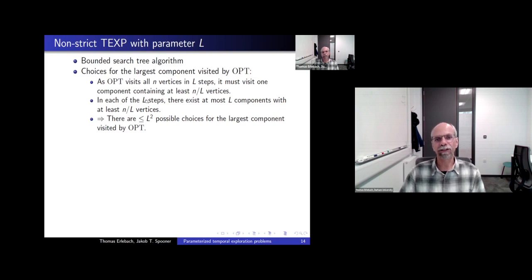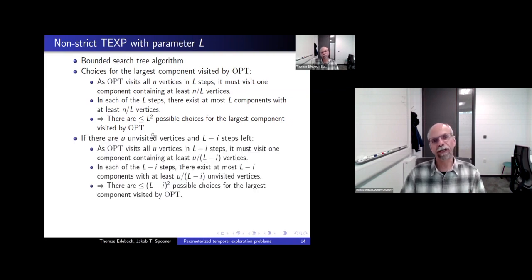So in each of the L steps, there can be at most L components that each have at least n over L vertices. So in total, there are at most L squared possible choices for this largest component that opt might visit. So we can guess which of them by having basically L squared branches at the root of our bounded search tree.